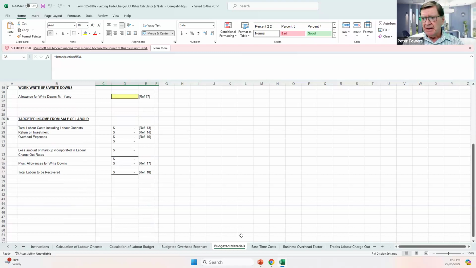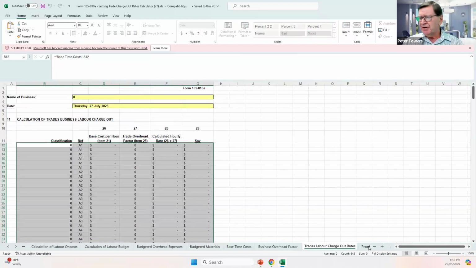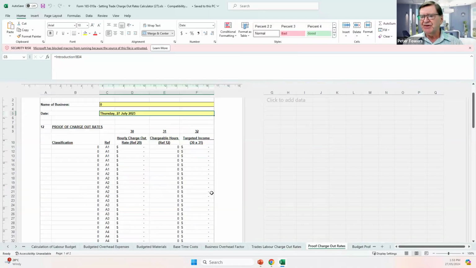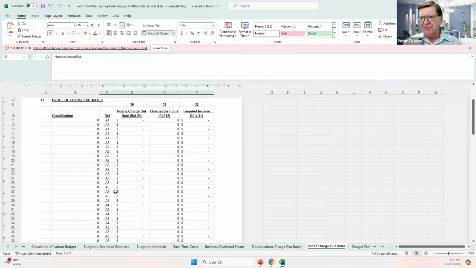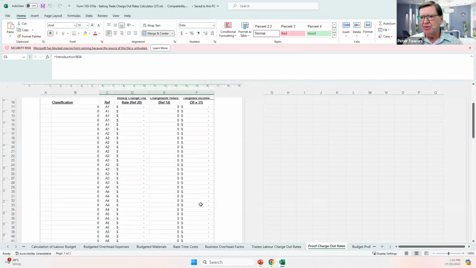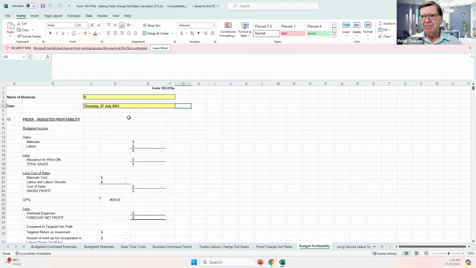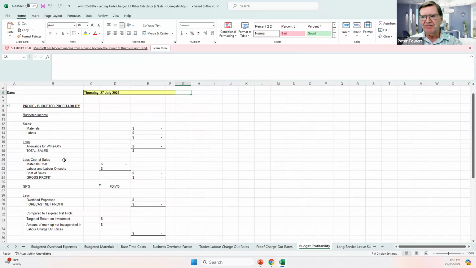And we then go through some internal calculations, base time and tradie charge out rate calculators is then determined, and the system will then give us a proof. So it'll go through each of the team and tell you what the amount of income they're going to produce during the year, and that will then be compared to the budgeted profitability. It will come within $1, so that you're able to have a summary like you can see there now.